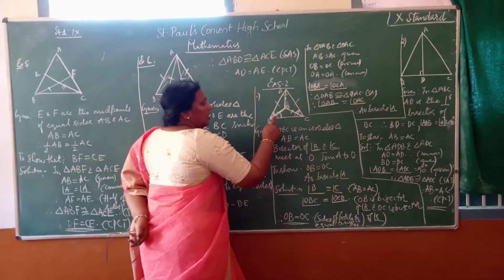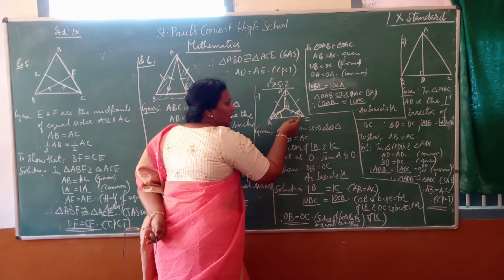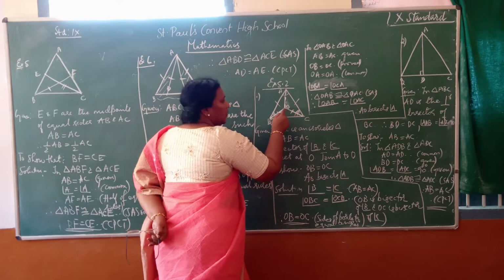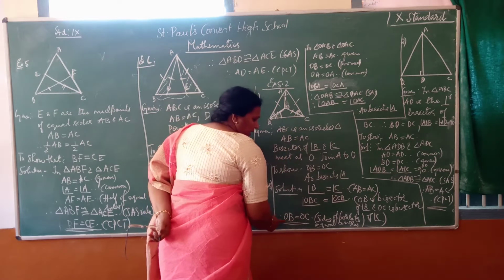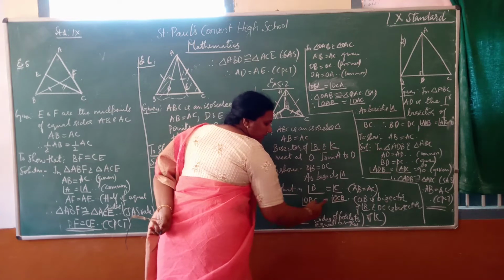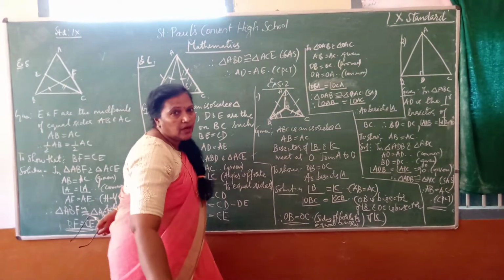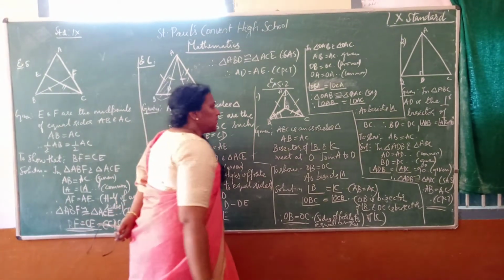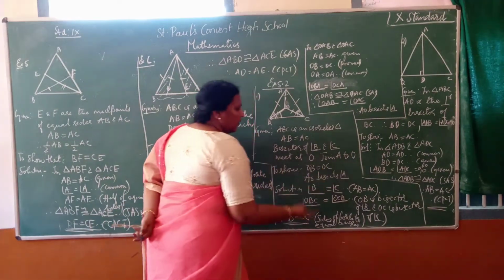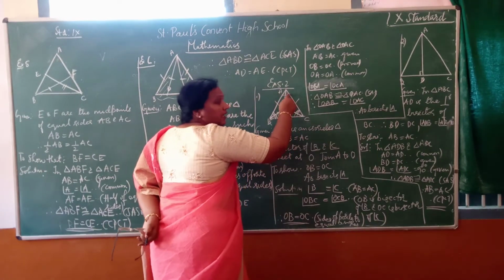Opposite to this angle, the side is OC. Opposite to this angle, it is OB. Therefore, I can write directly OB is equal to OC because sides opposite to these equal angles will be equal, according to the theorem we have learnt. After showing that OB is equal to OC, now we have to show that AO bisects angle A.